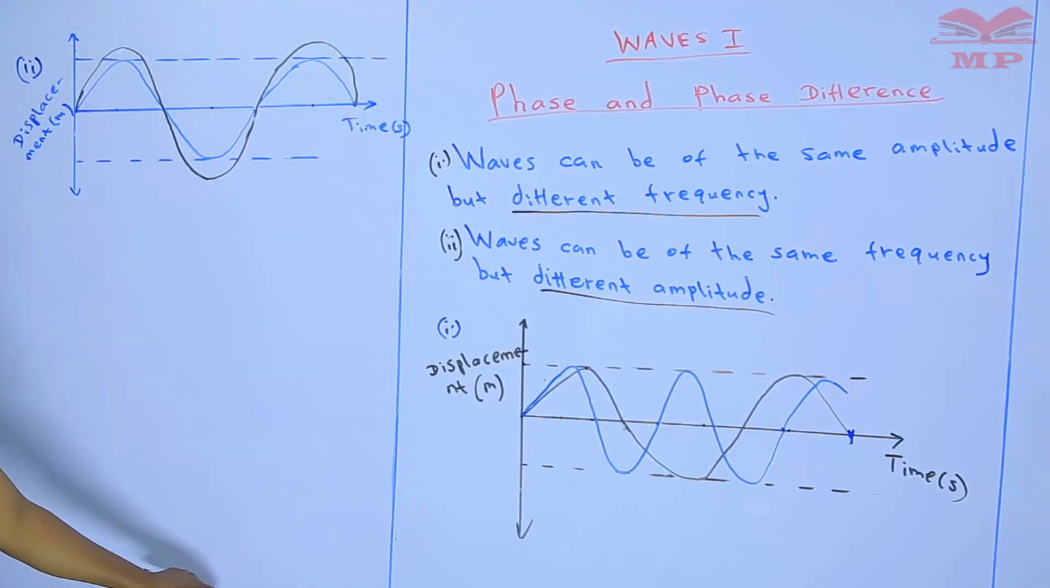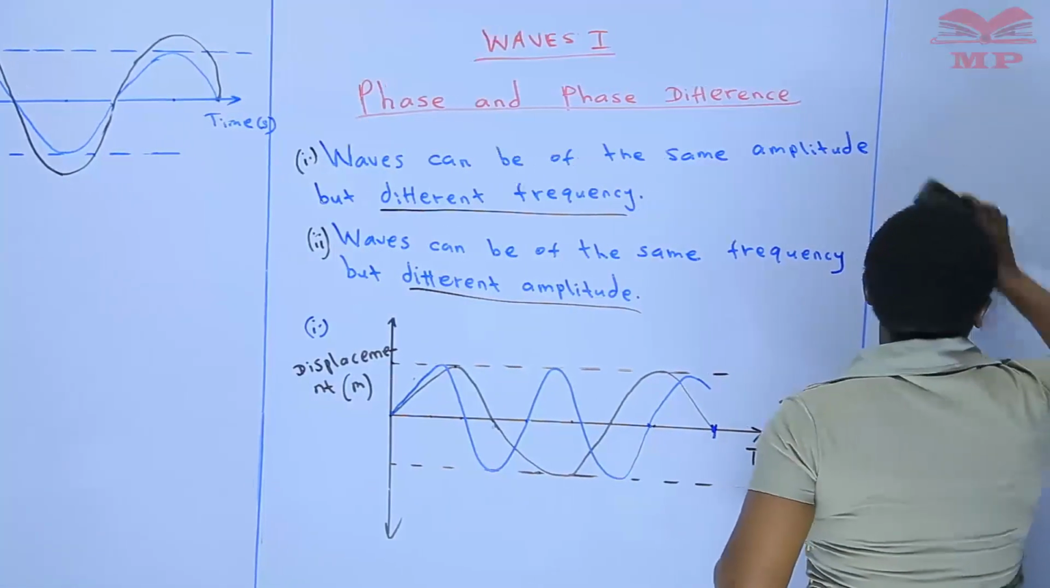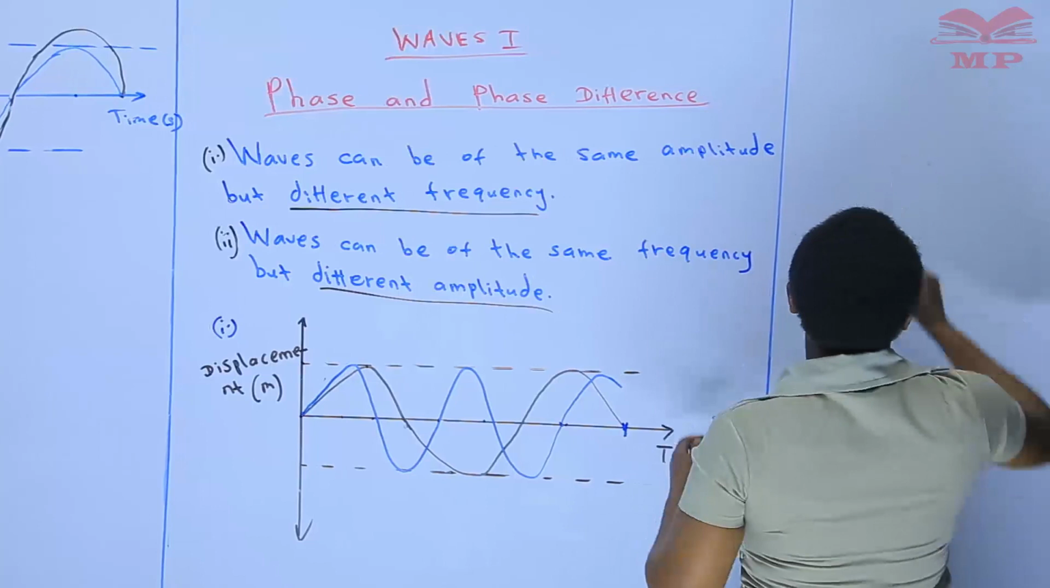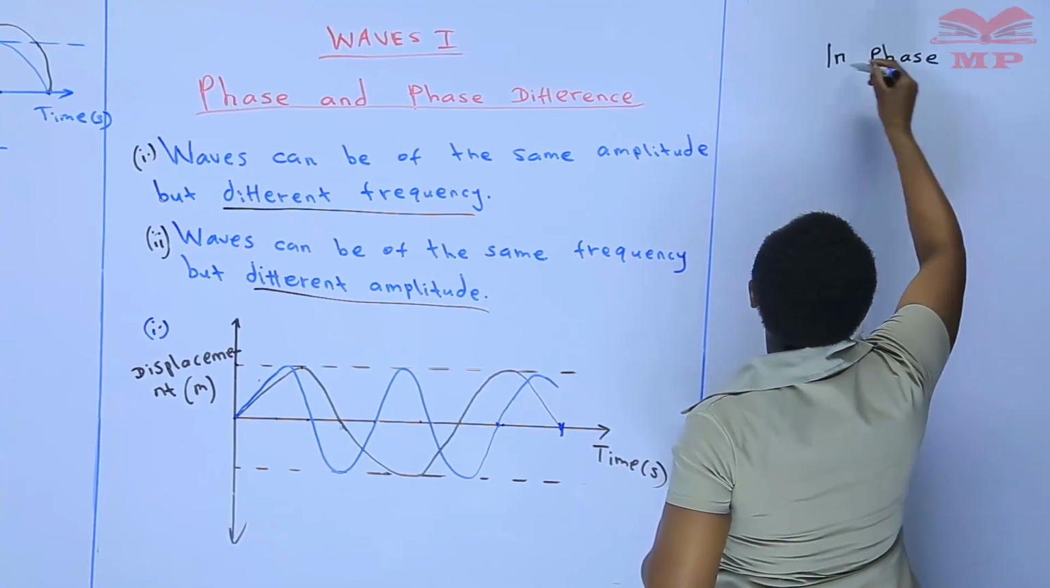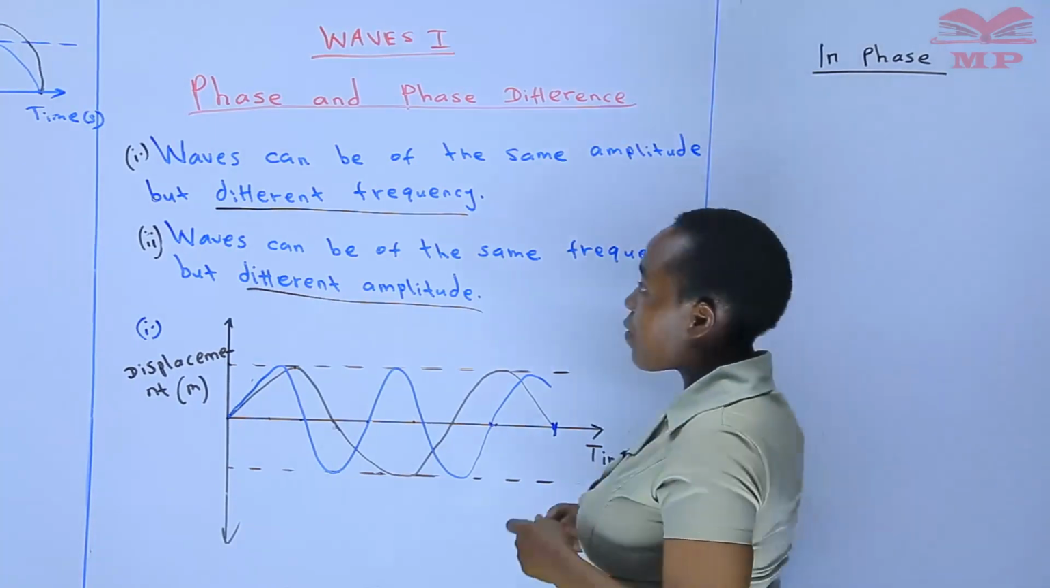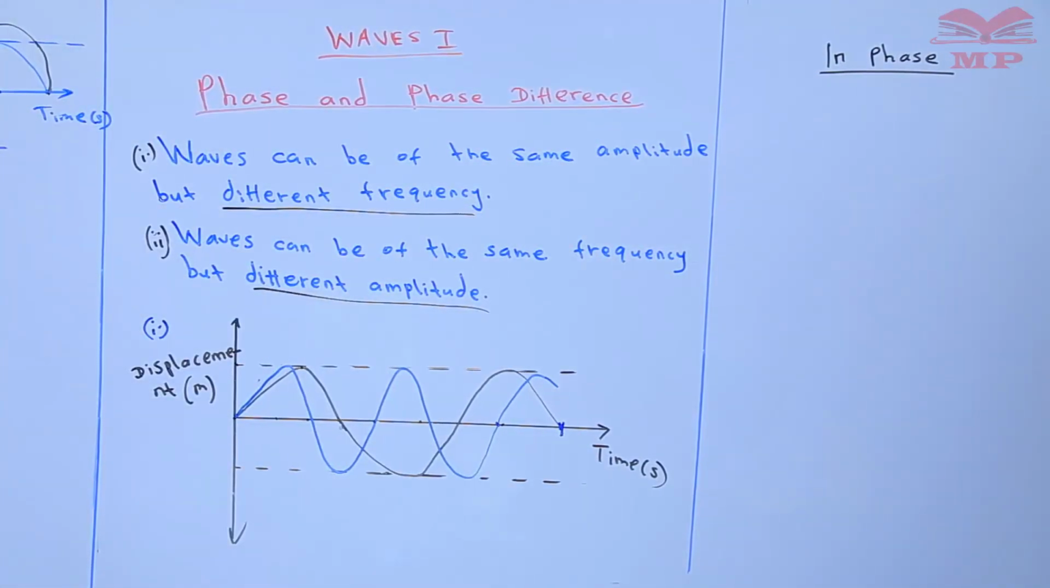Then we can now define what we mean by saying that the waves are in phase. So waves being in phase, what does it mean? And also out of phase. So we can start with in phase. Then we give some drawings or some sketch for the waves.